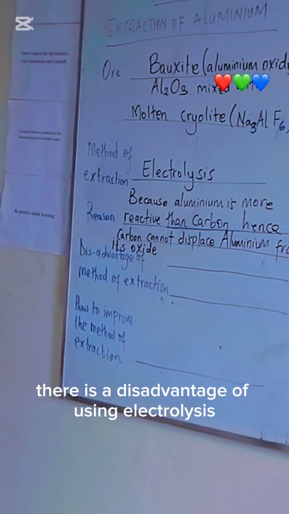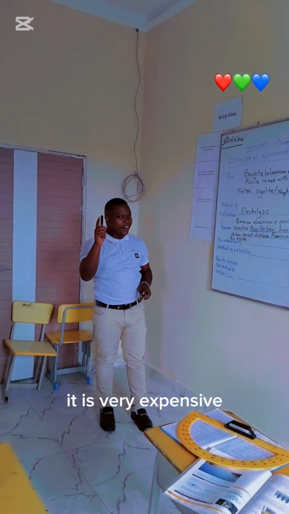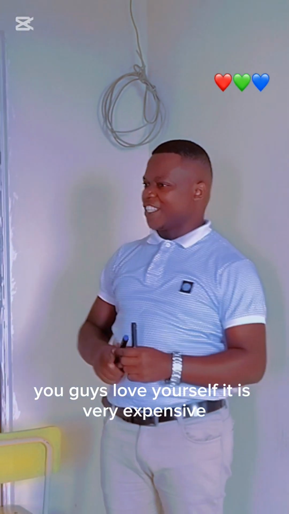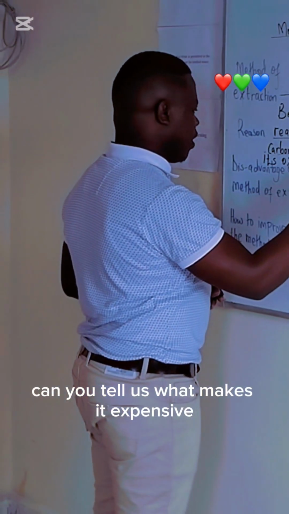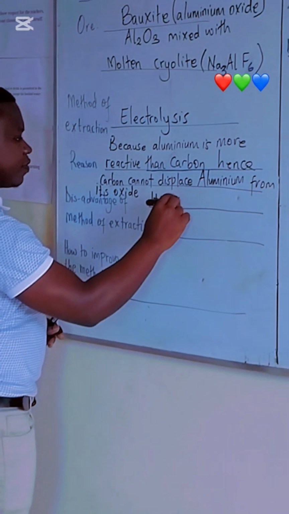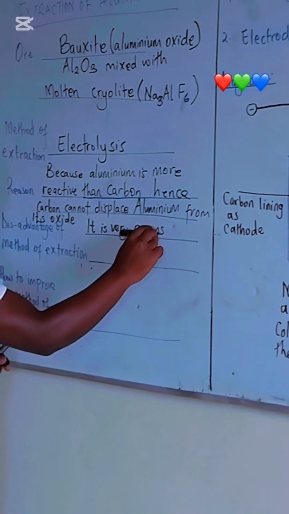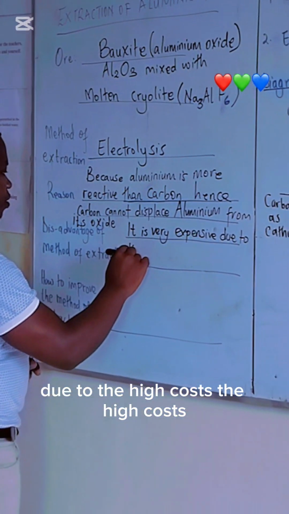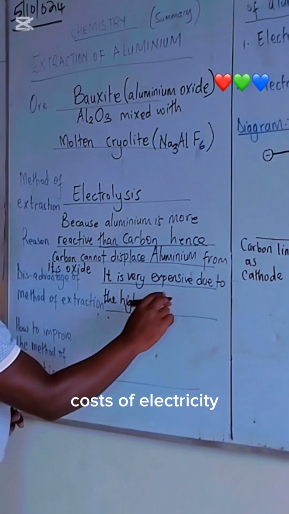There is a disadvantage of using electrolysis. Can someone talk about the disadvantage? Yes, Yusuf. It is very expensive. Yusuf, can you tell us what makes it expensive? The cost of energy. It is very expensive due to the high cost of electricity.